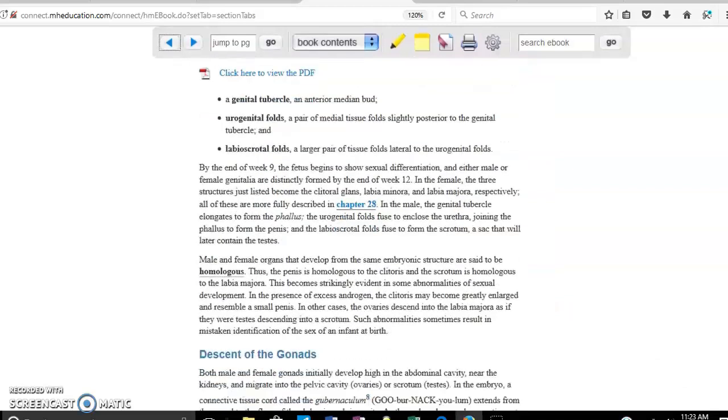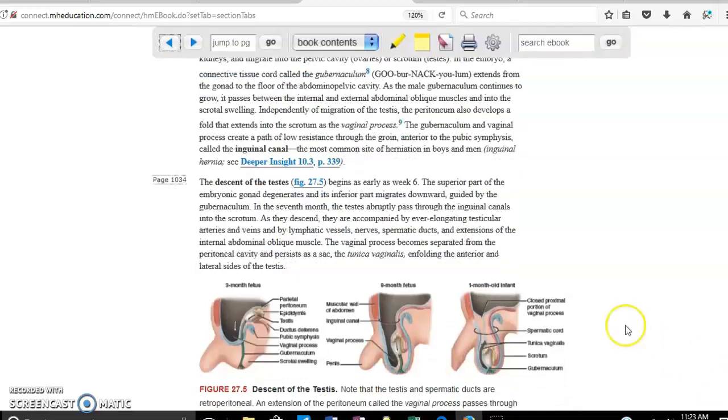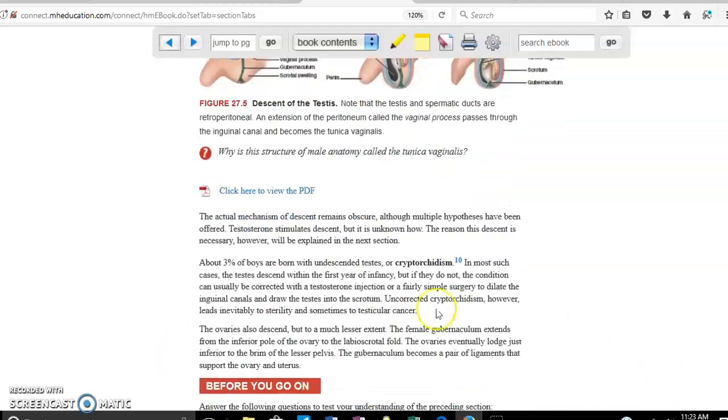Keep scrolling down. Descent of the gonads, again, is very important because, as I was telling you, the cells that are going to turn into gonads, testicles and ovaries, they need to descend. In particular, the testicles. And as you can see right here, testicles are going to descend basically from the abdomen down to where the scrotum is going to be. And that is promoted by the presence of testosterone. It keeps scrolling down. There's nothing else after that.